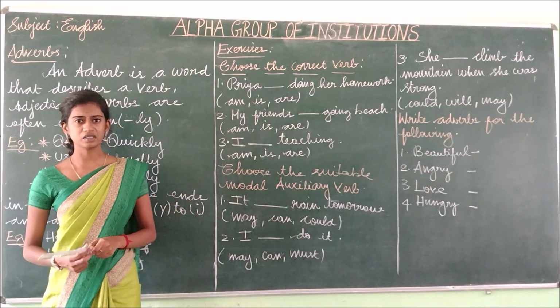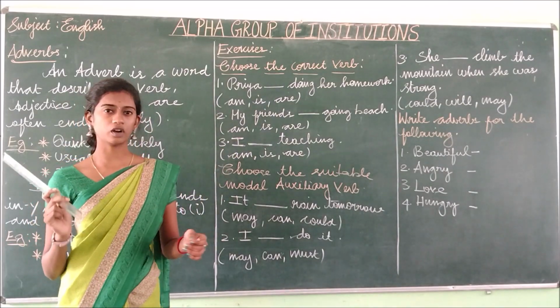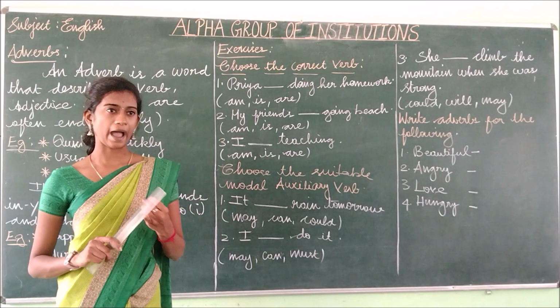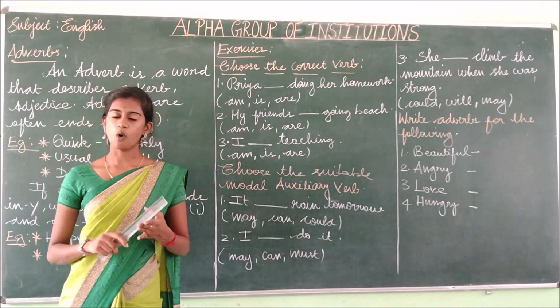So what are am, is, are? These are all verbs. So what are all the verbs we have seen? Am, is, are, was, were.